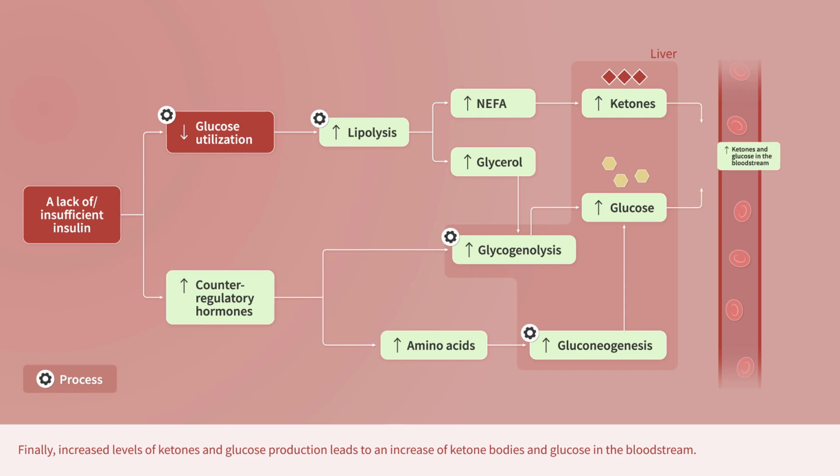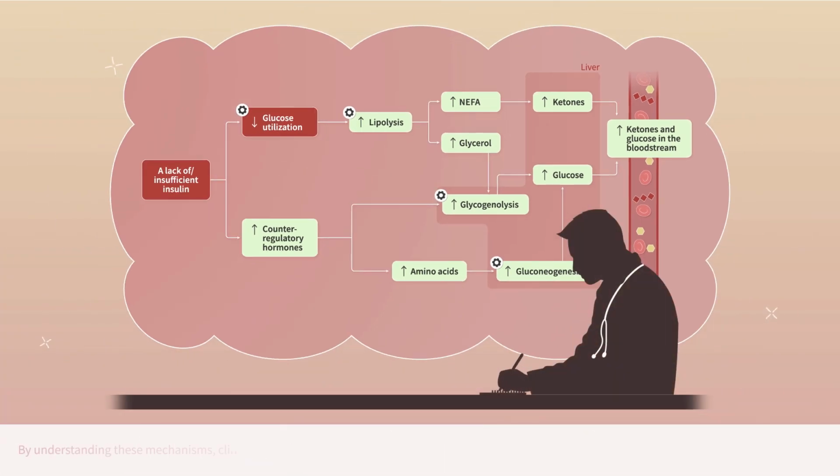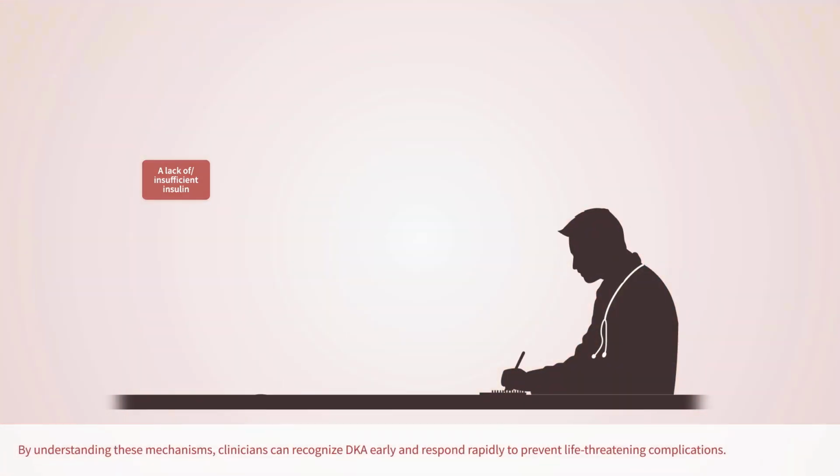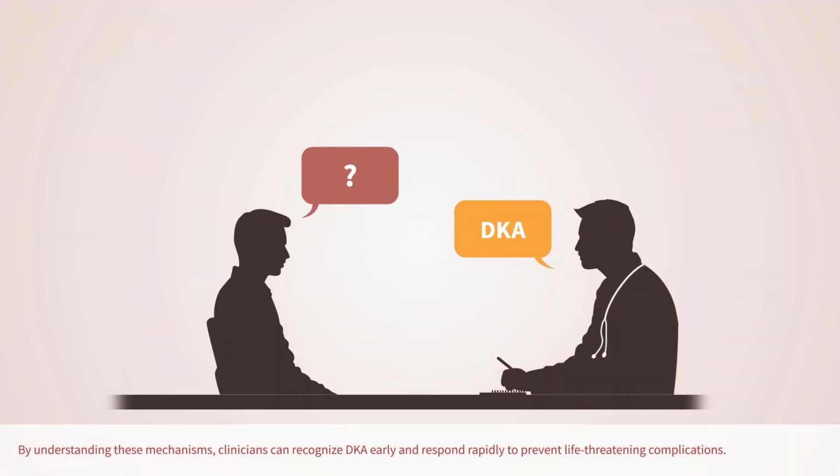Finally, increased levels of ketones and glucose production leads to an increase of ketone bodies and glucose in the bloodstream. By understanding these mechanisms, clinicians can recognize DKA early and respond rapidly to prevent life-threatening complications.